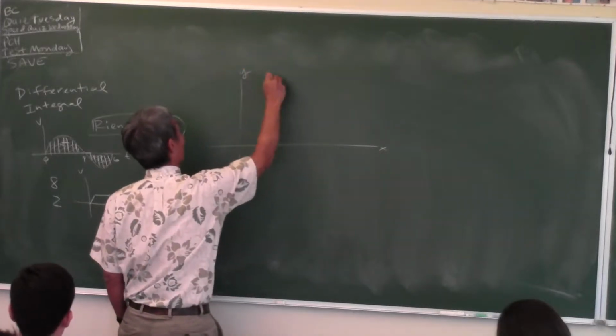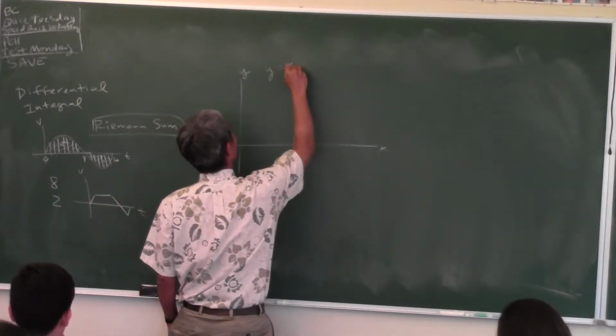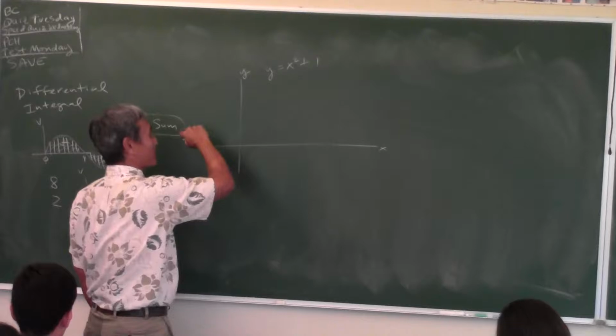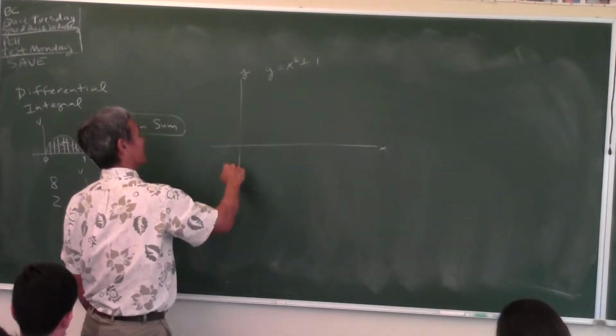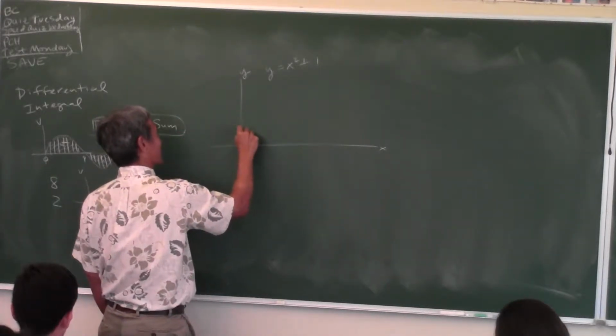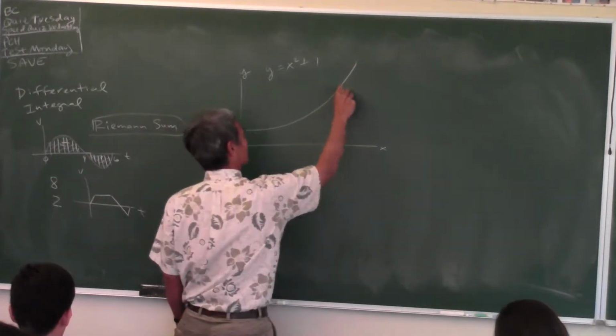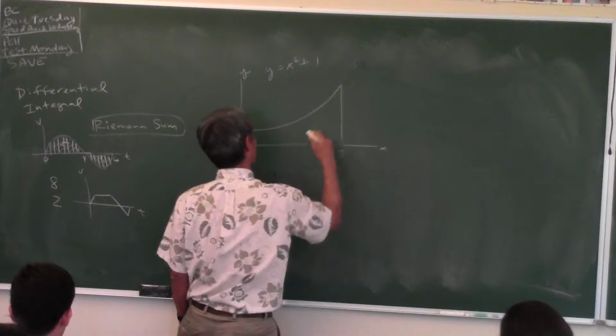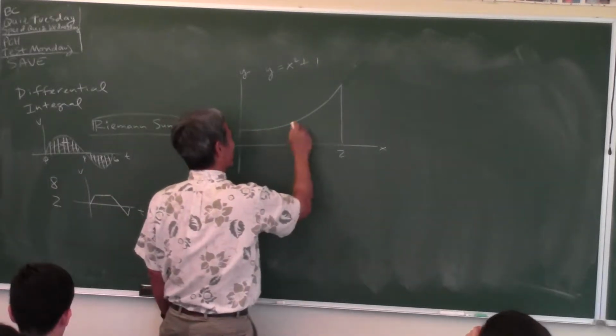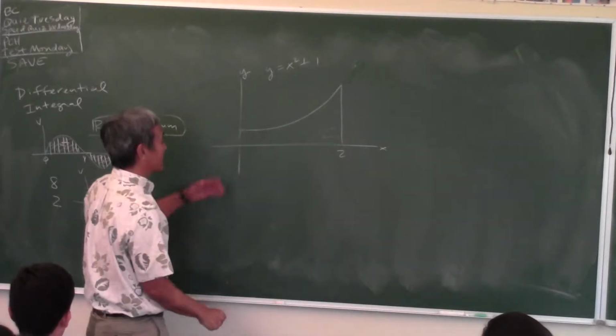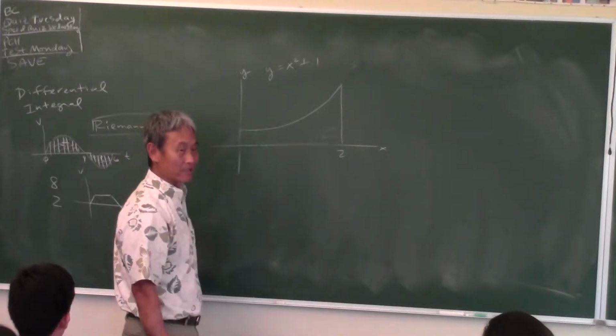So suppose you have the graph of y equals x squared plus 1. So it's a parabola opening upward, shifted up 1. It looks something like this. I'm just going to go from 0 to 2 right there. So how can we estimate this area that's between the graph and the x-axis like this?